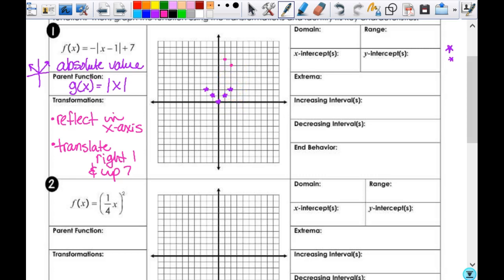This function did these 2 points right here. This one here. Makes sense? I don't have to actually count or anything. I just know how that works. This point right here, I'm going to reflect it in the x-axis right here.